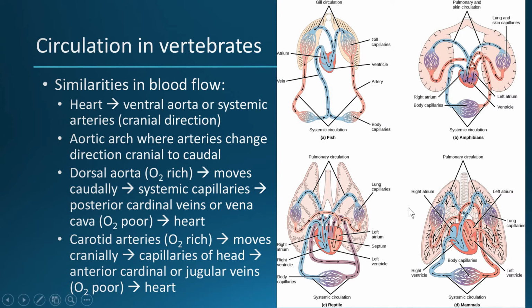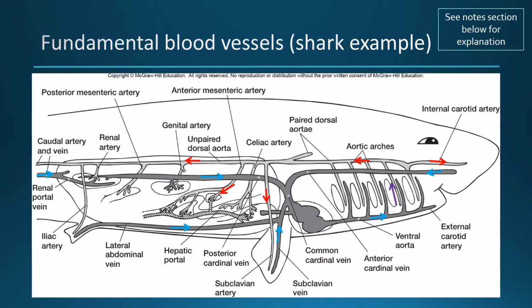And again, the carotids and jugulars aren't seen in the fish. Coming back, in fish it comes back on an anterior cardinal, but otherwise they're jugular veins that are oxygen poor, returning to the heart.